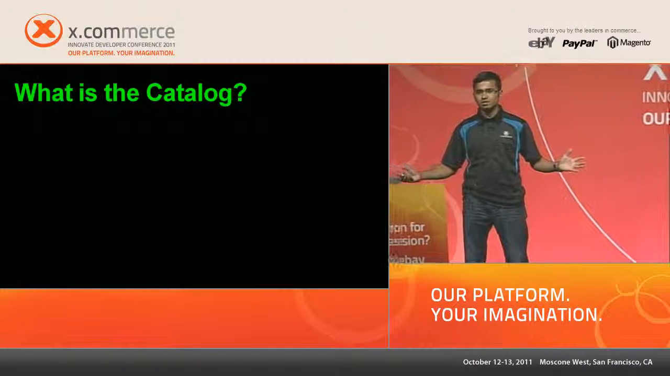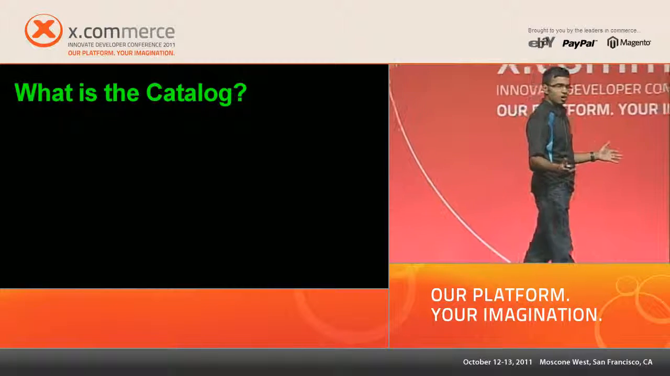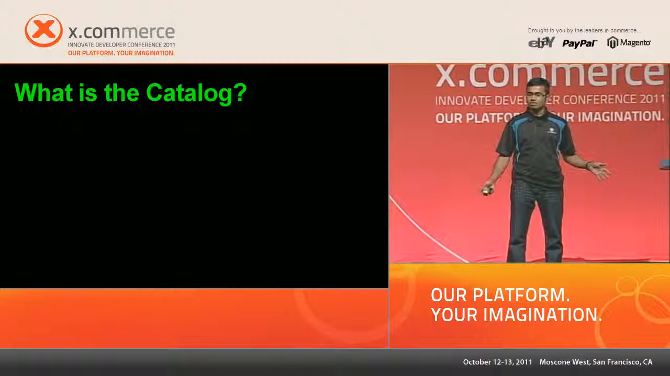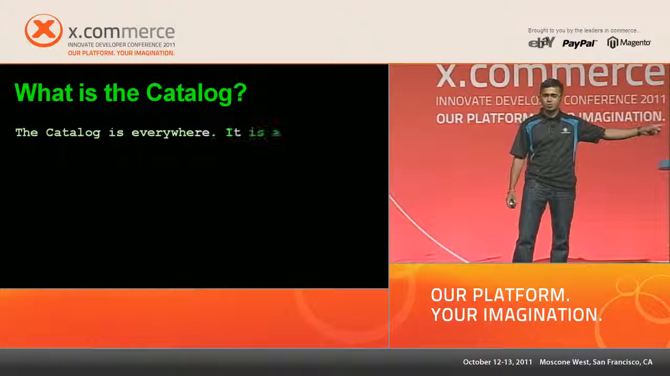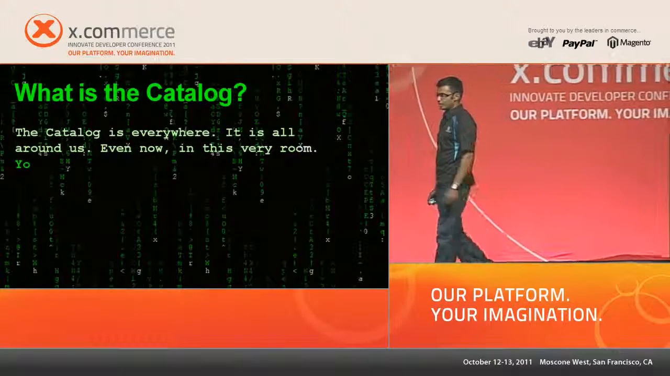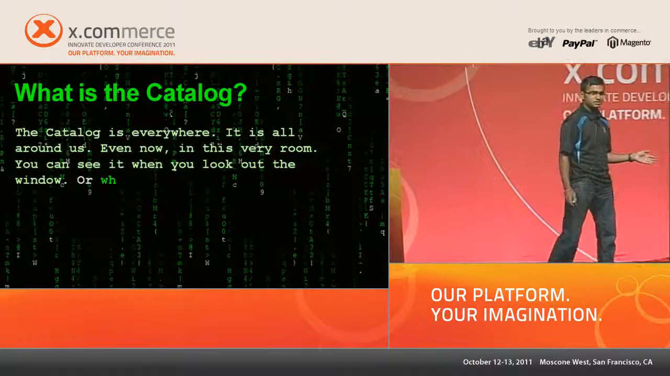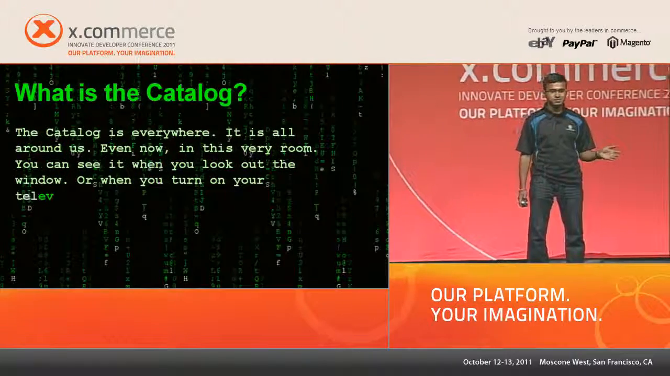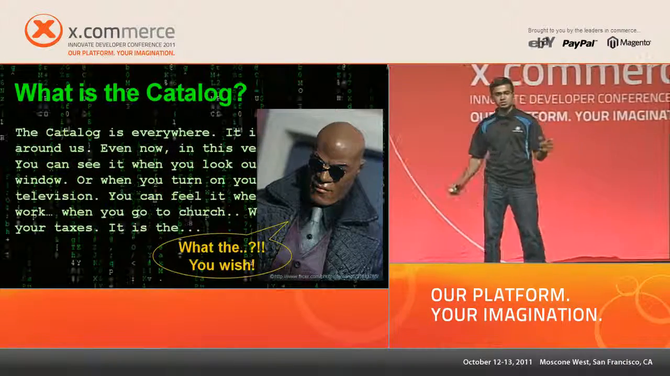What is the catalog? The catalog is everywhere. It is all around us, even now in this very room. You can see it when you look out the window or when you turn on your television. You can feel it when you go to work, when you go to church, when you pay your taxes. It is, okay, I was just messing around.